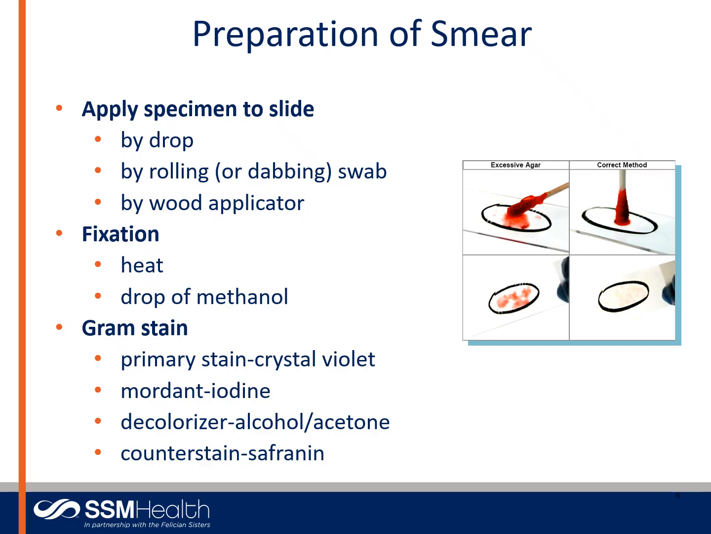And then, of course, you need to fix these slides. You can do that either by heat or by methanol. If it's methanol, you're going to let that air dry, and the heat would typically go on a slide warmer. For the Gram stain, and we'll talk about this in more detail in the following slides, you have four stains: your primary stain, crystal violet; your mordant, iodine; your decolorizer, either an alcohol or acetone; and your counterstain, safranin. We'll talk about that a bit more.